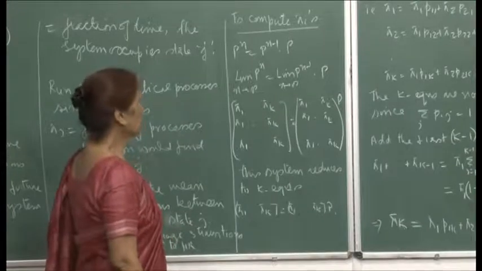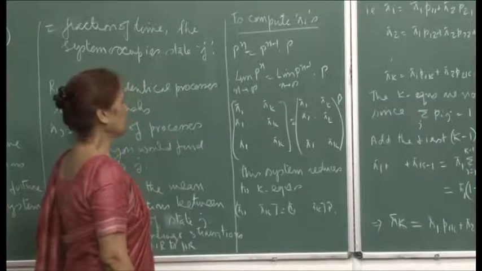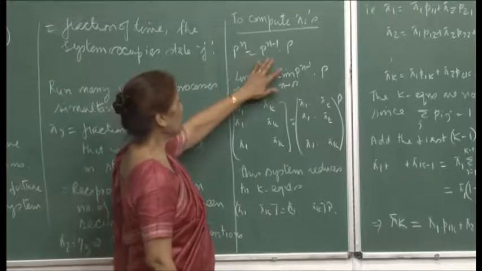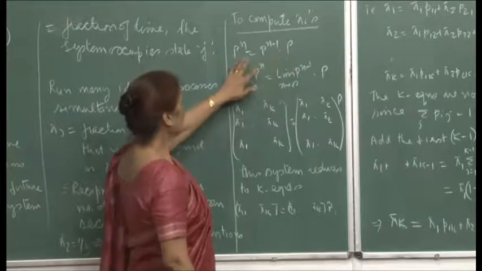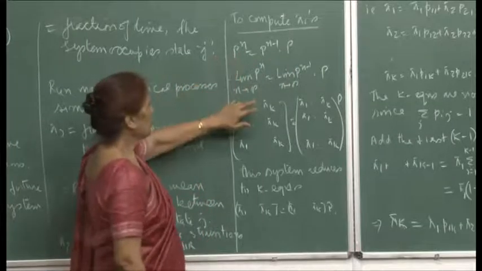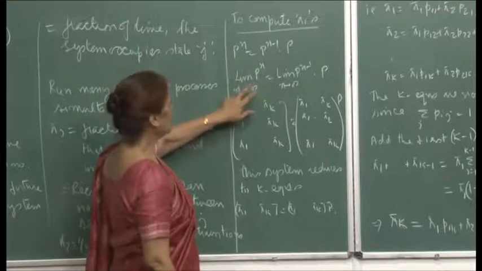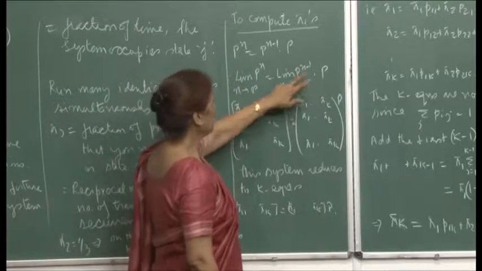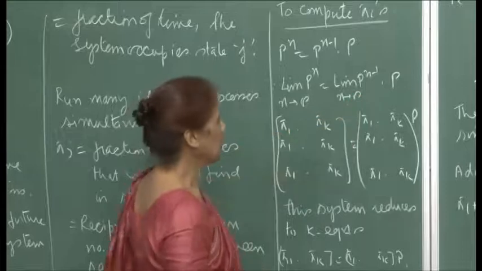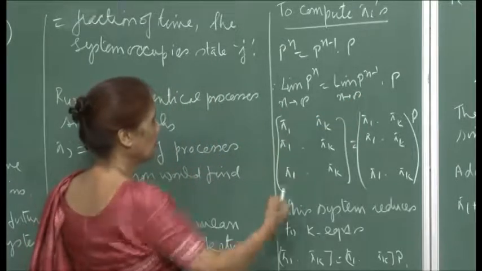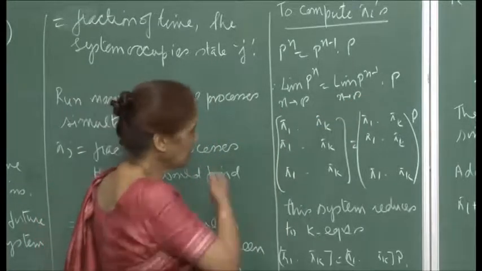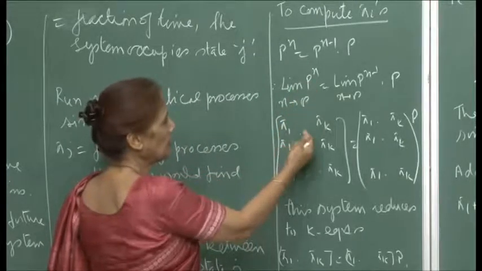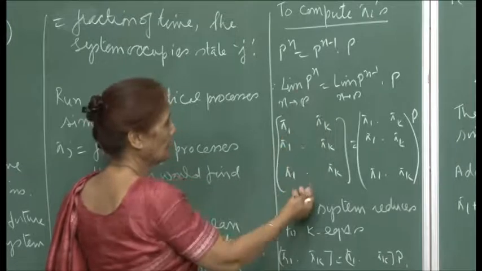Now let us evolve a method for computing the pi i's, the steady state probabilities. P^n can be written as P^(n-1) into P, the nth power of the transition matrix. If I take the limit on both sides, this is the limit of P^n as n goes to infinity, and this is the limit of P^(n-1) as n goes to infinity, times P. Since we have assumed that the pi i's exist, each row of P^n in the limiting value would be pi1, pi2, ..., pik. So all the rows are identical.